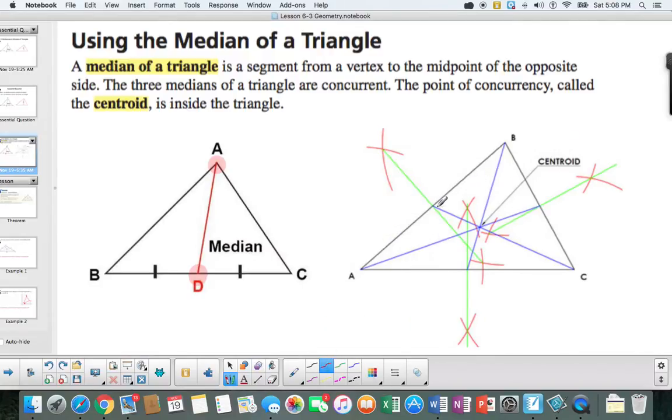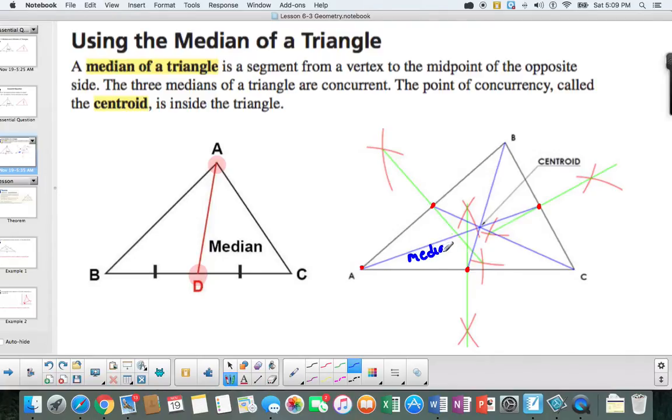Now let's take a look at this midpoint, and this is also a midpoint, and this is also a midpoint. These are all created by the perpendicular bisector. When we connect the vertex to that midpoint, this blue line is called a median. So the three blue line segments are all called medians.